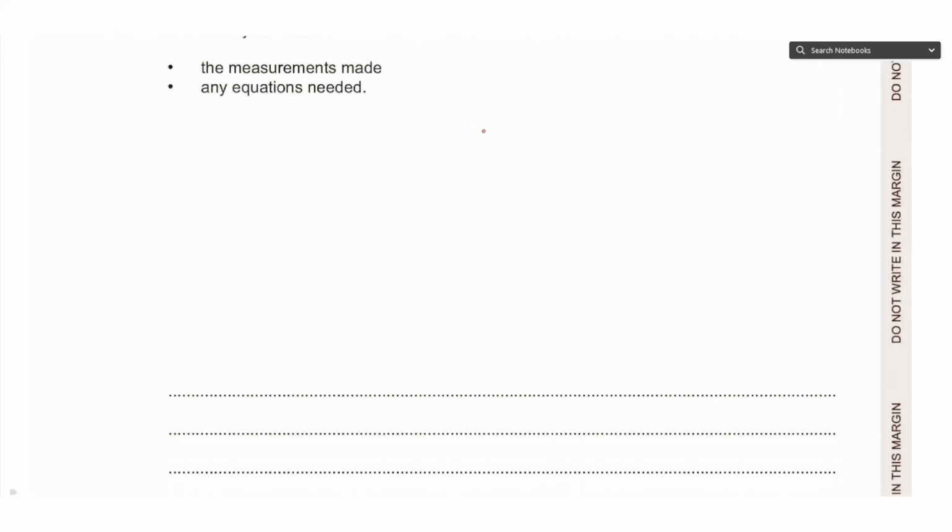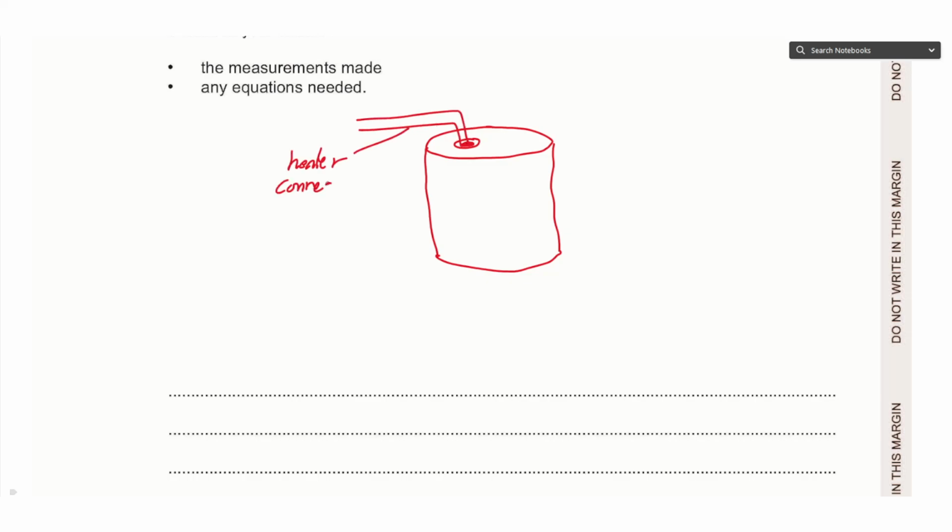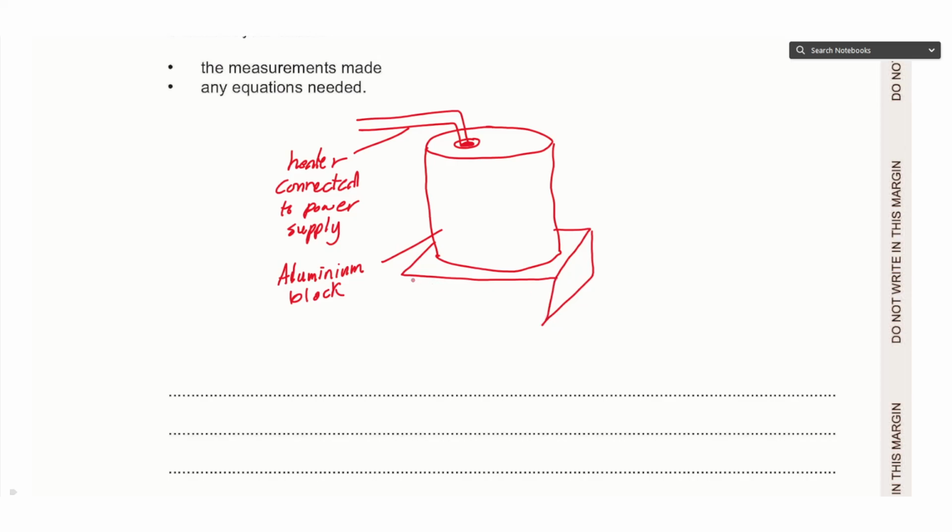So I'm going to draw, for example, a cylindrical block of aluminium like this, and we have a hole here for the heater. For example, I'm going to draw a smudge here and two connecting wires, and I'm going to label this heater connected to power supply, and this is the aluminium block, and I'm going to place it over a balance, drawing it like this. You do not have to draw it as 3D as I draw it, just draw a rectangle and call it balance or top pan balance.